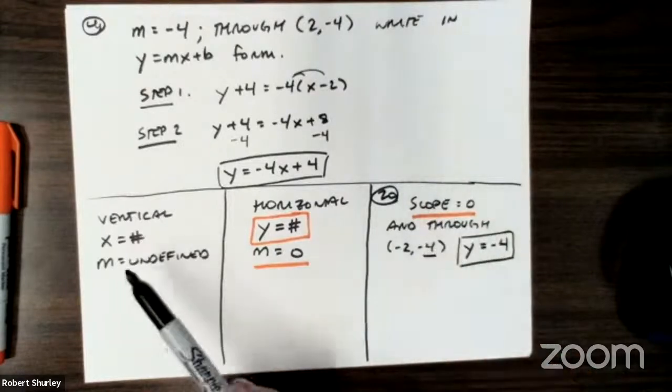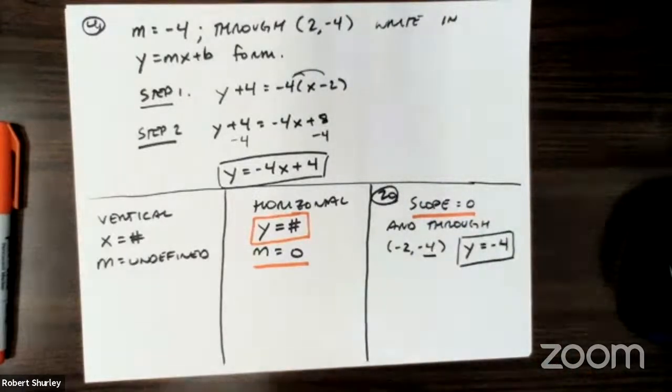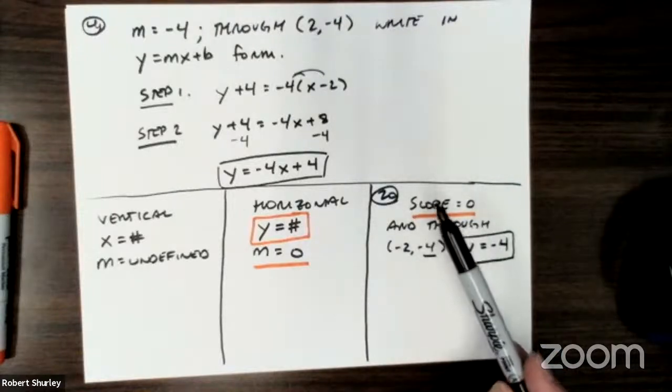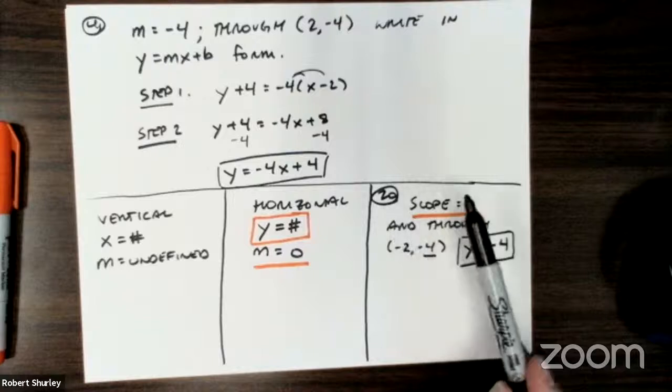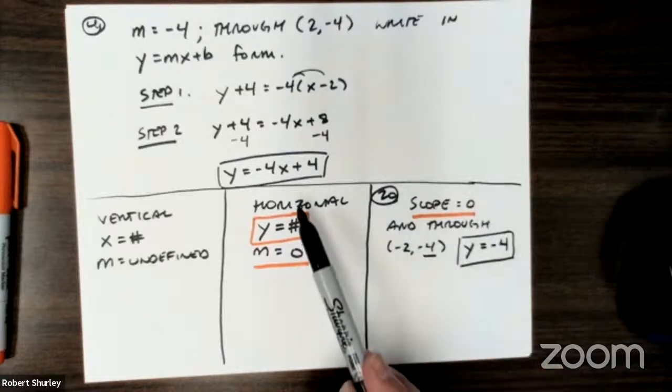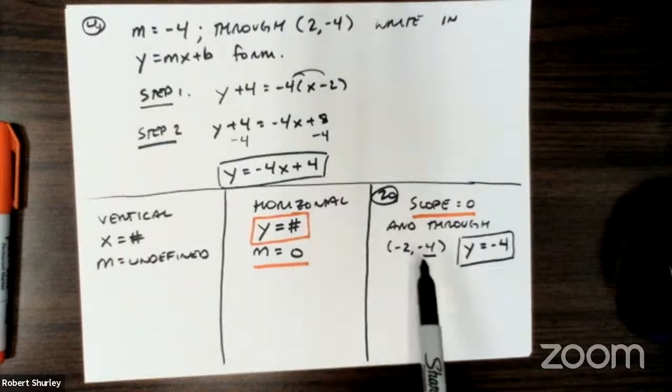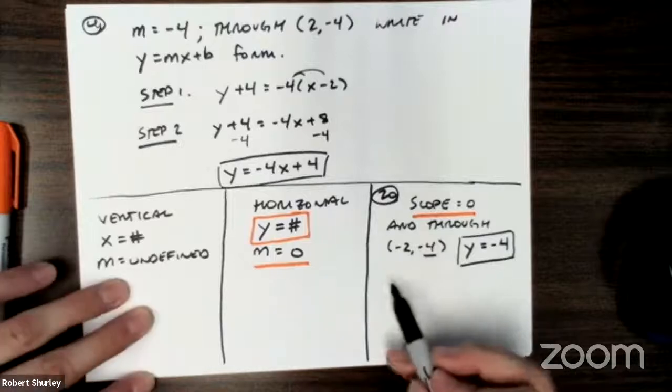So when the slope is 0 or undefined, or it tells us it's vertical or horizontal, there's no real math involved. We have to use this logic really to get it. Slope equals 0. Hey, that's a horizontal line. It goes through -2, -4. Well, horizontal lines are y equals a number. My y value is -4. Boom, y equals -4.